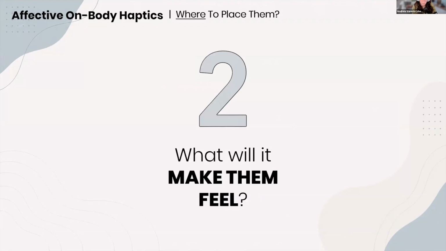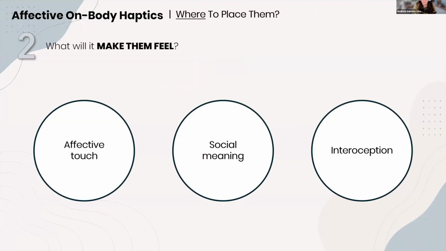Now, what will it make them feel? And this is the part that I spend most time on in my research. So assume someone can feel your feedback very accurately. Now, what physiological reactions or emotions does this spark create? On this question, I usually divide it into 3 different fields. So we have the affective touch, the social meaning, and the interoception.